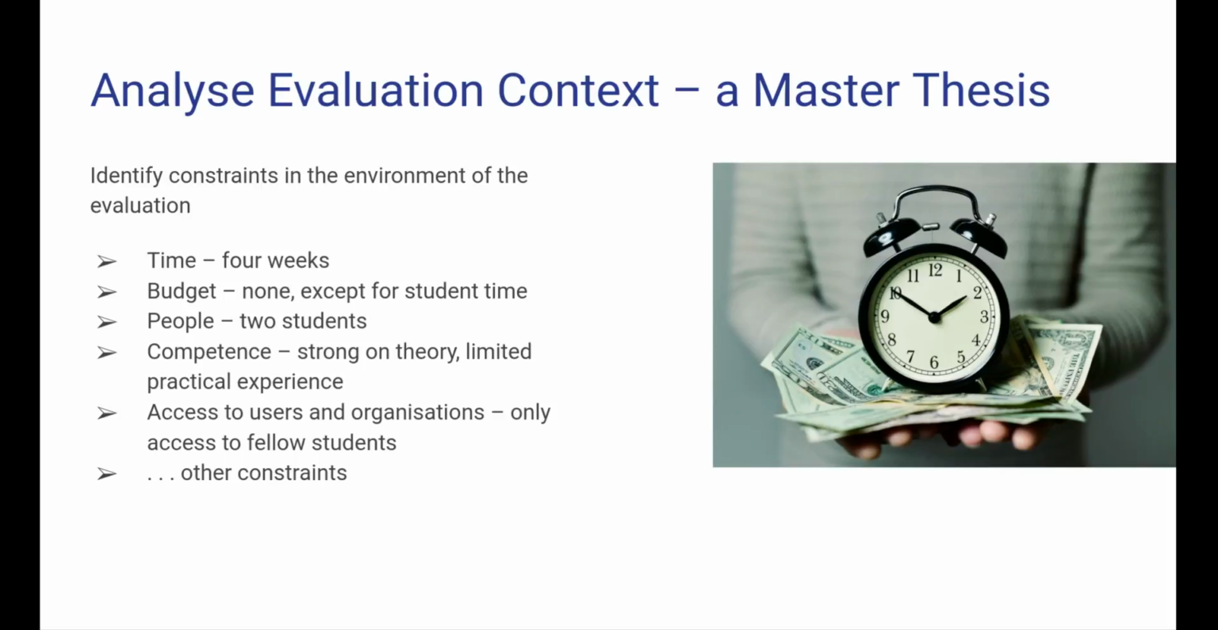There are 2 students working on this, and they have a competence in the sense that they are strong on theory, they have good basic background knowledge, but they have limited practical experience. When it comes to access to users and organizations, they only have access to fellow students. They have no access to a gaming company or experienced players, say. And of course, there are also other constraints. Being aware of these different constraints is important in order to select appropriate evaluation strategies and appropriate research methods.